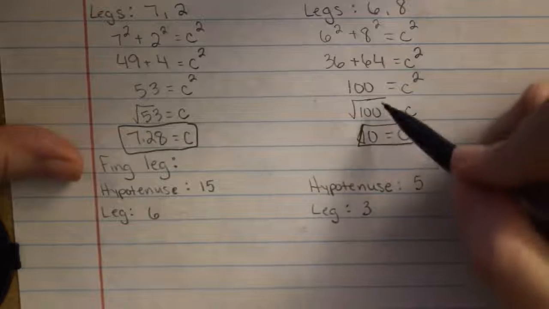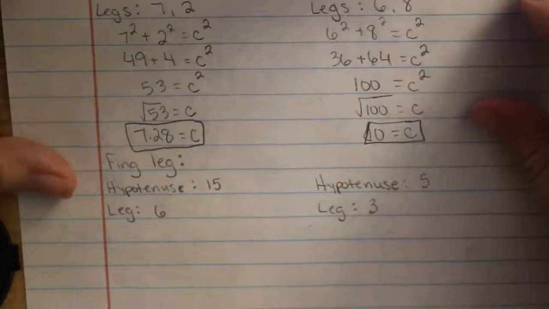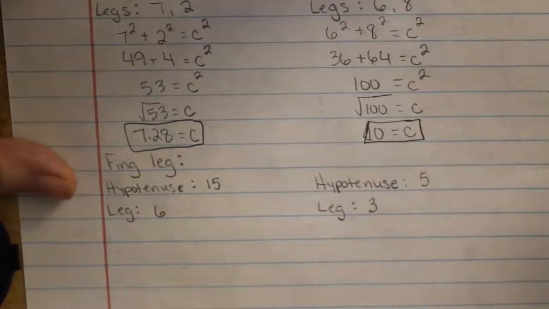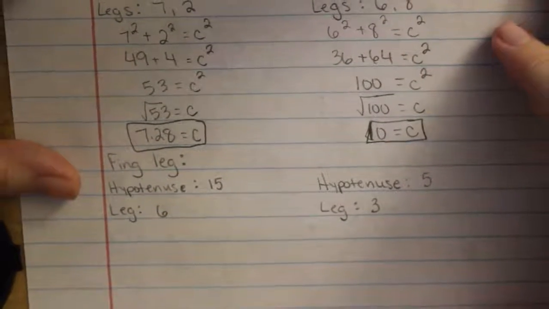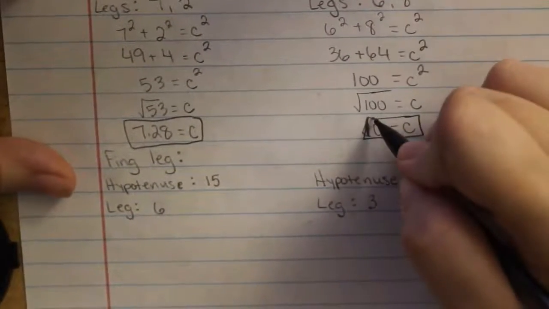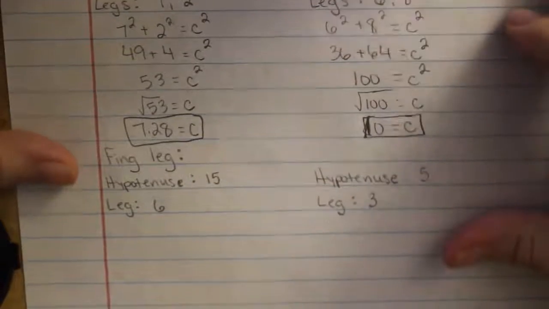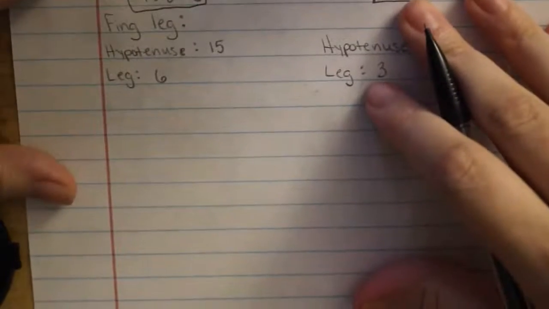Yay! I love these that end up being perfect squares, because even with as much math as I do, I still love seeing perfect squares in here, because it makes things work a little bit quicker. And it also takes the calculator out of the problem. Okay, so moving on, finding a leg when given the hypotenuse and a leg.